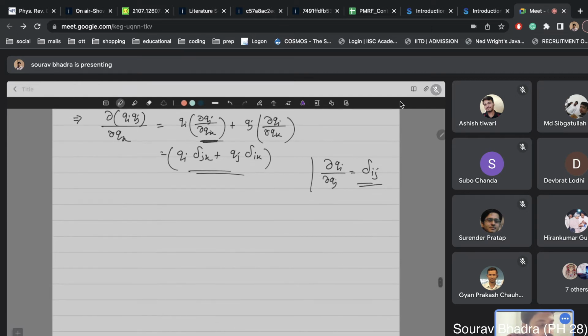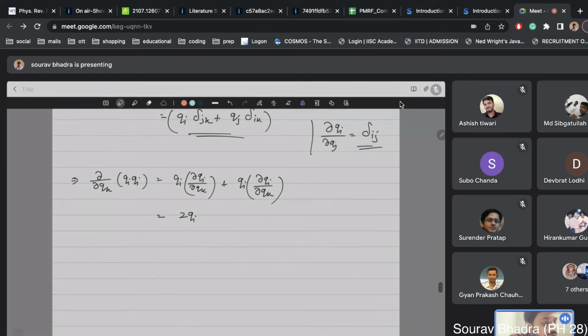Now the last question was the same, but they have given the same coordinate in the bracket. In the same way, we get qi del qi by del qk plus again qi del qi by del qk. So 2 qi del qi by del qk, and we write del qi by del qk as delta ik. Now it is only non-zero if i equals k. So if we put i equals k, we get 2qk as the answer. So this is the answer of this particular differentiation.